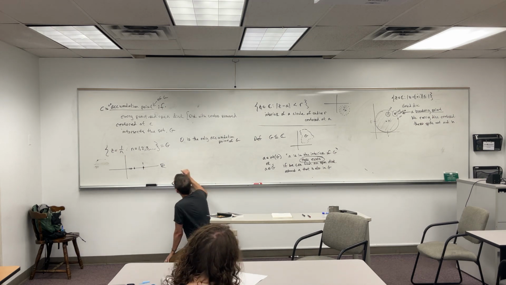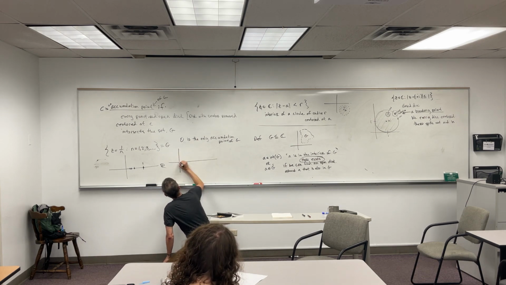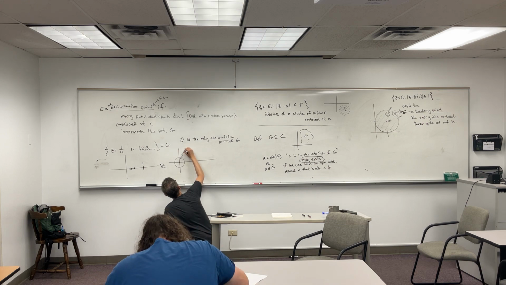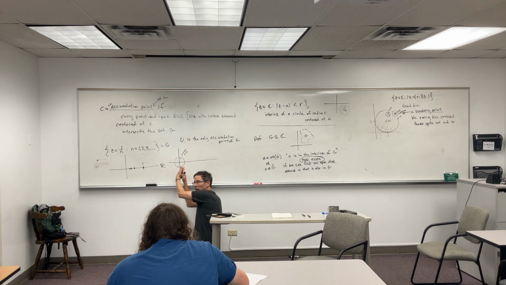Because if I take 0, let's zoom in here. So here's 0. Let's take a punctured disk around there. So that's a punctured disk. And think about what this set is doing. It's a bunch of points that are getting closer and closer together and shrinking towards 0, right? They're just getting closer and closer.